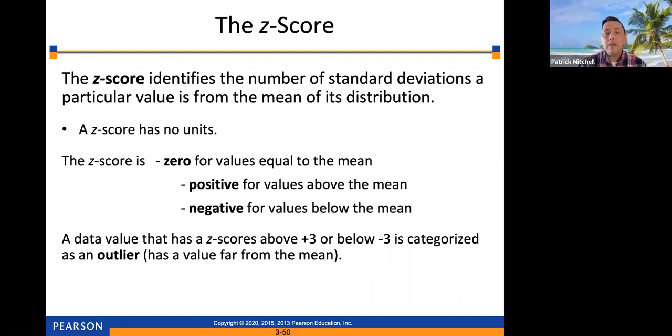A data value that has a z-score above positive 3 or below negative 3 is categorized as an outlier. It has a value far from the mean. So those values are pretty unusual. You don't too often see z-scores that are above positive 3 or below negative 3.